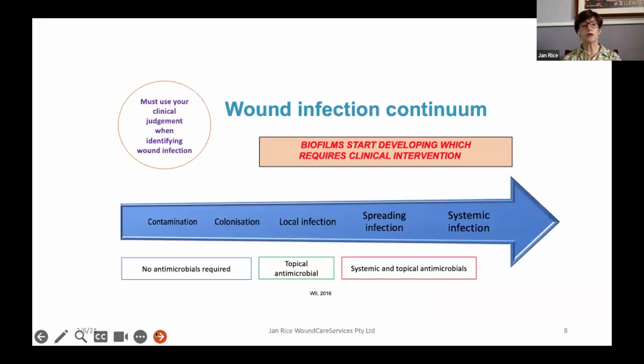Now, within that document, they talk about the wound infection continuum. And this is what we all have to understand. We talk about contaminated wounds, colonized wounds, locally infected wounds, spreading infection, and systemic infection. And if you have a look under these headings, you'll see that when you're down in the contaminated, colonized end, you don't require antimicrobials. Under the local infection, you require topical antimicrobials. And once you start to move towards that spreading infection or systemic infection, you need systemic and topical antimicrobials.